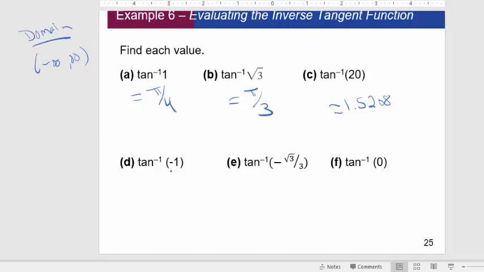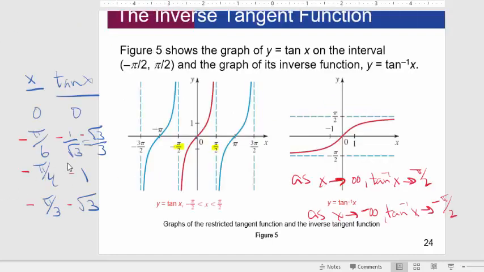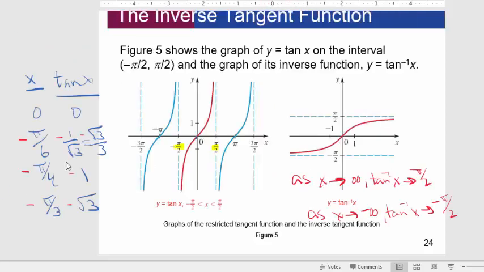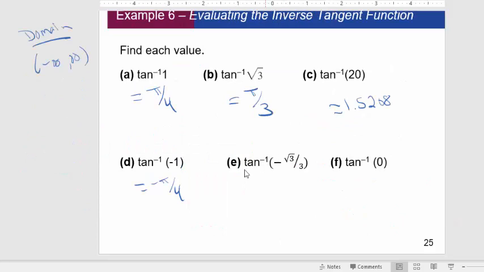And then the inverse tangent of negative 1, well, again, looking at the table, tangent was 1 when x was pi over 4, so it was negative 1 when x is negative pi over 4. So this is going to be negative pi over 4. And then inverse tangent of negative radical 3 over 3, again, looking back at the table, well, tangent was radical 3 over 3 at pi over 6, so it was negative radical 3 over 3 at negative pi over 6. So the inverse tangent of negative radical 3 over 3 is going to be negative pi over 6.